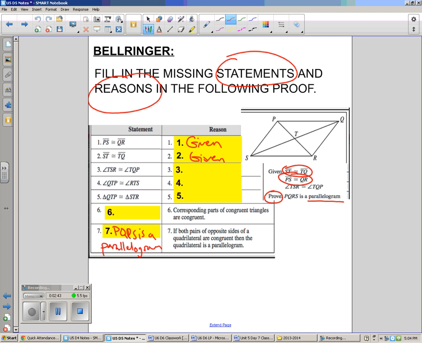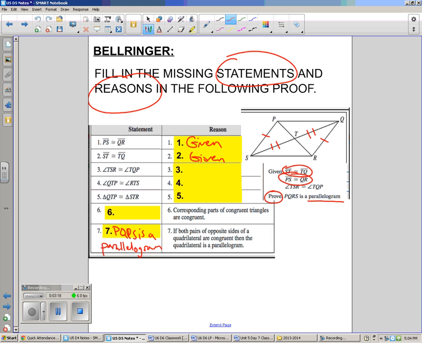Now, something that you want to get in the habit of doing is every time you read a statement and you provide its reason, make sure that you mark it up in the diagram. Okay, so for the first one, PS is congruent to QR. We want to make sure we mark it as congruent. Right. For the second one, segment ST is congruent to segment TQ. Now, since I already used one tick mark, I'm going to use 2 tick marks on these segments. Now, the third one, angle TSR is congruent to angle TQP.